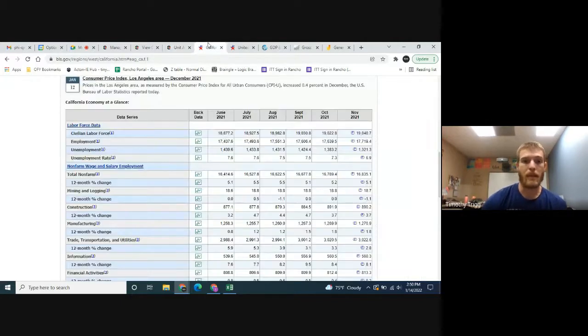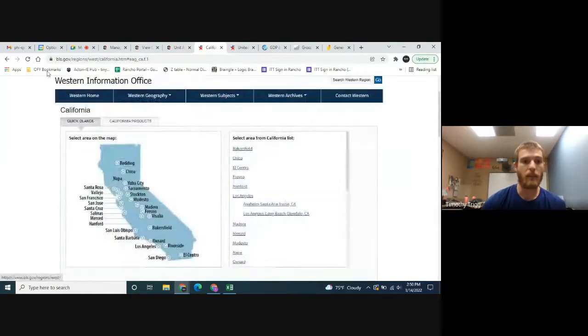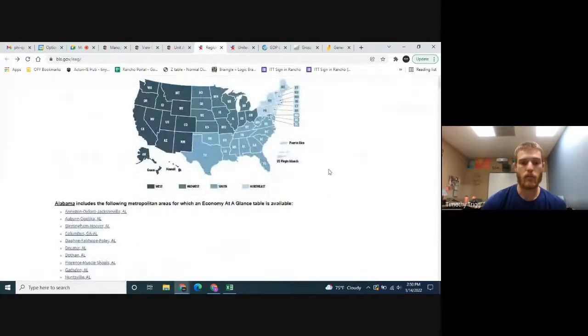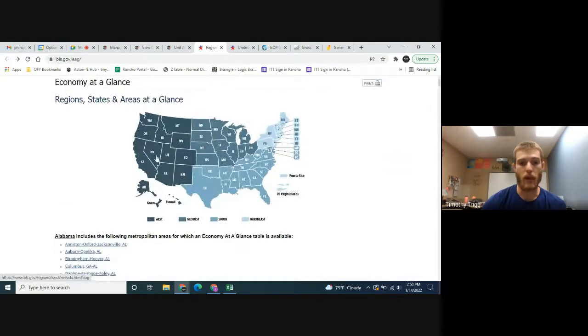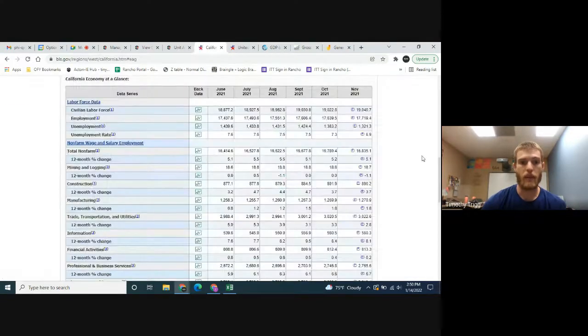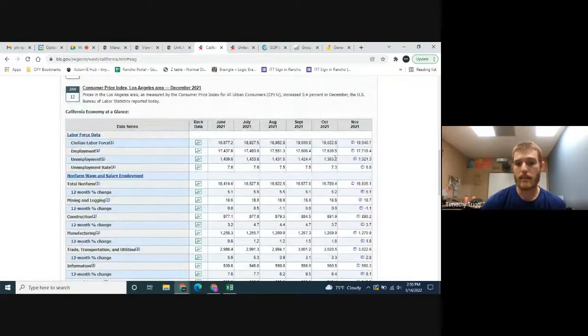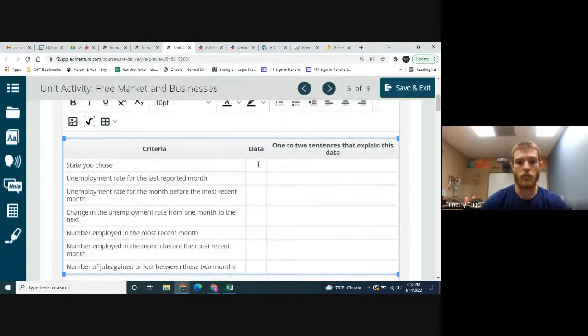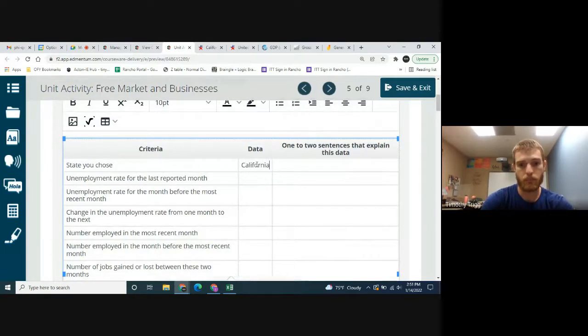So for me, I clicked on California, and it looks like this when you first open it up. You just click on whatever state you're from. In my case, that's California. And you want to look at these things over here. All the data that you want is in this first little section here. So here it says the state you chose. In our case, that's California. If you chose a different state, that's fine. That is where I live.